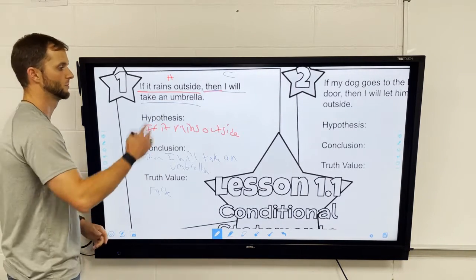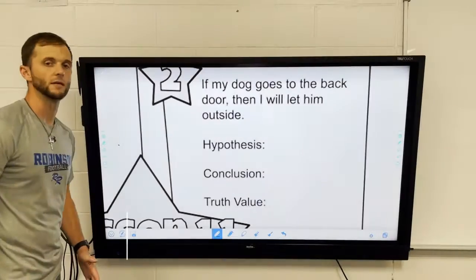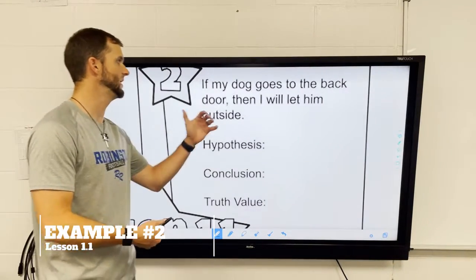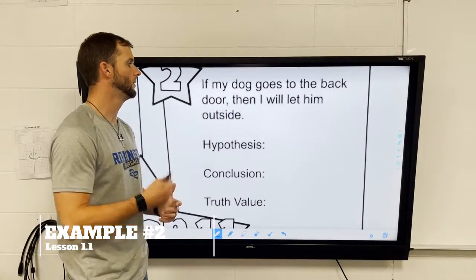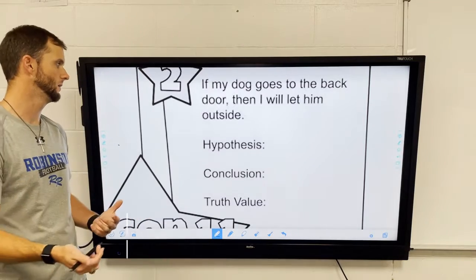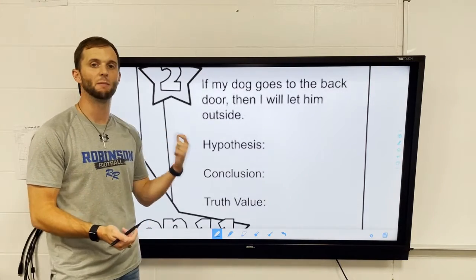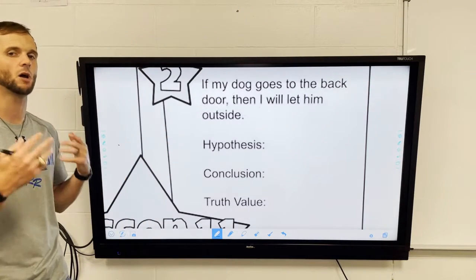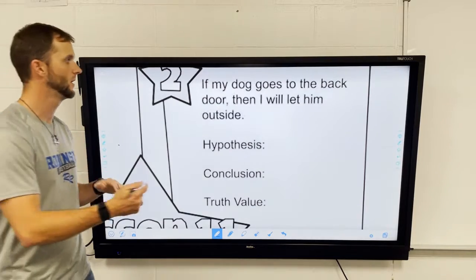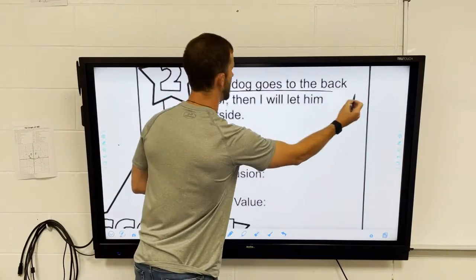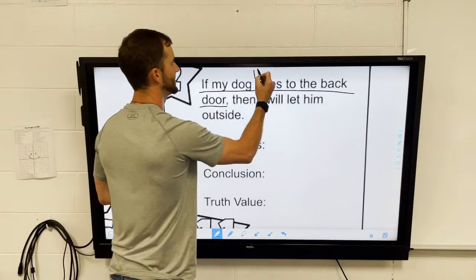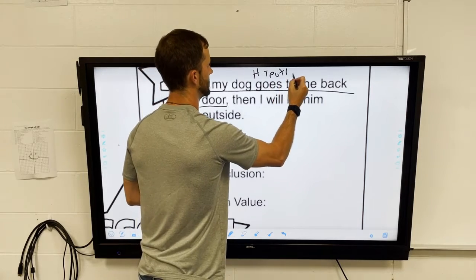Okay, so let's jump over to example number 2. It says, if my dog goes to the back door, then I will let him outside. First we're going to look at the hypothesis. Remember, the hypothesis always comes after the if. So if my dog goes to the back door, that's going to be my hypothesis.